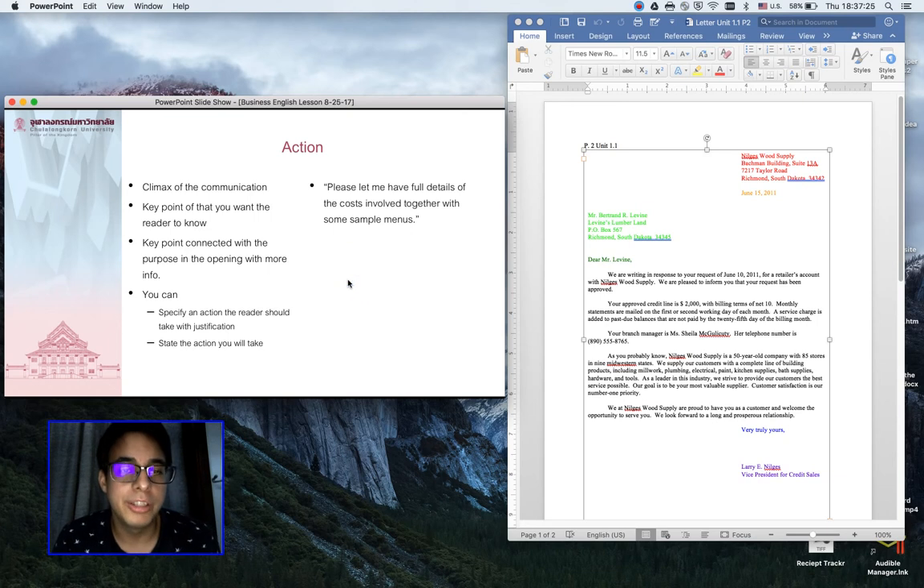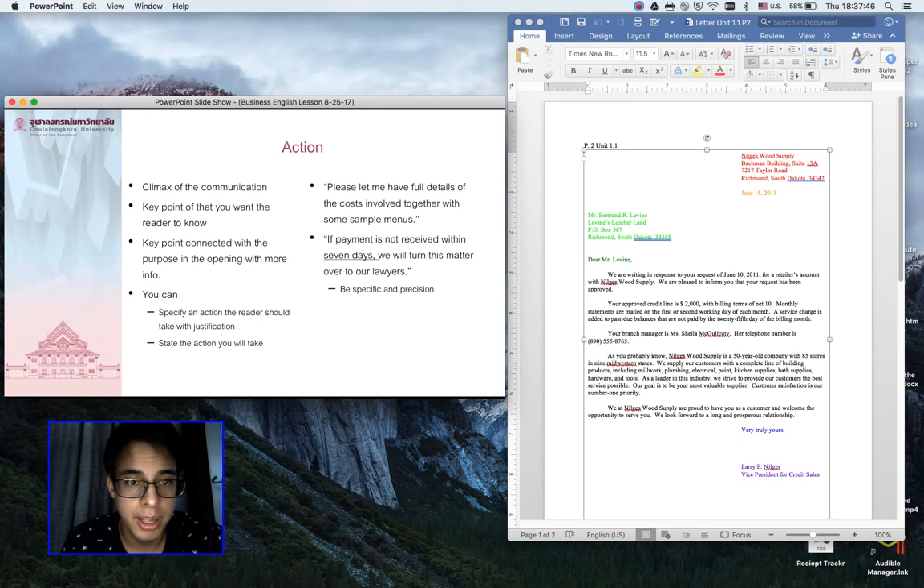So, for example, this is an action sentence that would be in the action paragraph. Please let me have full details of the cost involved with some sample menus. So, this is clearly stating to the recipient of the message that you need to provide me how much this is going to cost and what kind of menus we have to choose from. The next one is, if payment is not received within 7 days, we will turn this matter over to our lawyers. So this is sort of a warning statement, that if we don't get money from you in 7 days, then we're going to get our lawyers and get the money anyway.